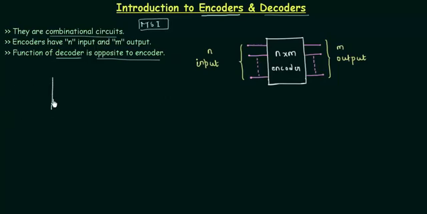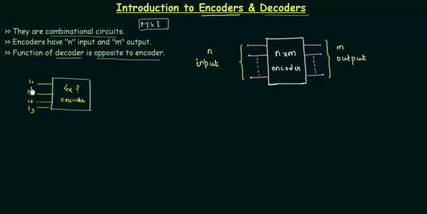So let's say I have an encoder, this is our encoder, and it has 4 inputs, so this is 4 cross, I don't know the value of m, because we have to find out the relation between n and m. Let's say these are I0, I1, I2 and I3. They are the 4 inputs. A very important thing about encoders is that they are used to minimize the number of data lines.